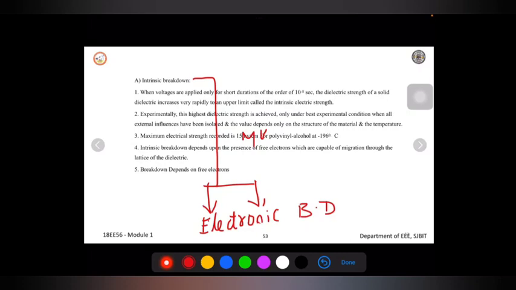So when you apply a voltage, the conduction channel will be created. At that time a huge amount of free electron charges will be present, and electron to electron collision will also occur. Because of the large number of free electrons, these electrons will collide with each other. Because of this collision of the electrons themselves, the breakdown occurs. That is called electronic breakdown.